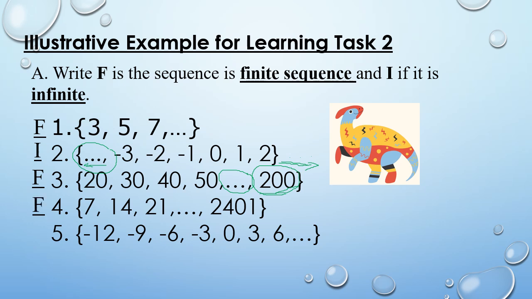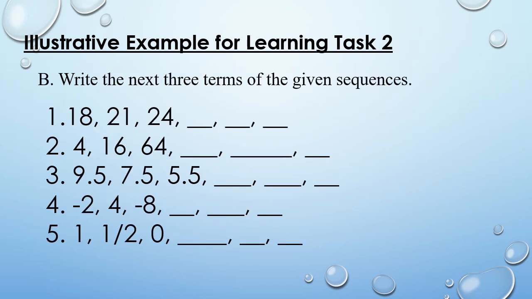Okay, so it's still finite. It's the same with number 3. It ends in 2,401. Number 5. Okay, alam nyo na to. So the answer is infinite sequence. Okay, very good. That's very easy. Next, so another illustrative example for learning task number 2. Letter B, write the next 3 terms of the given sequence.